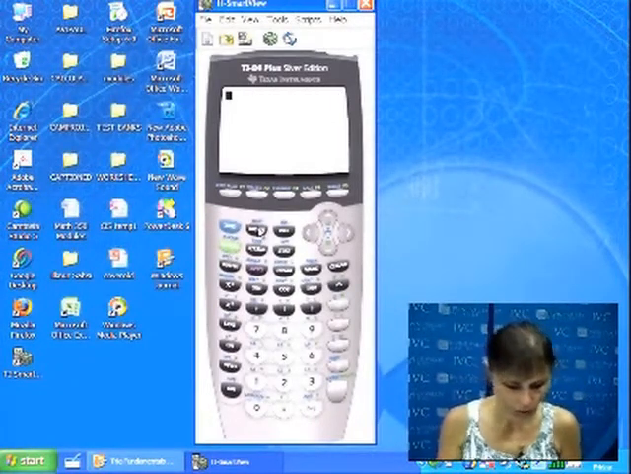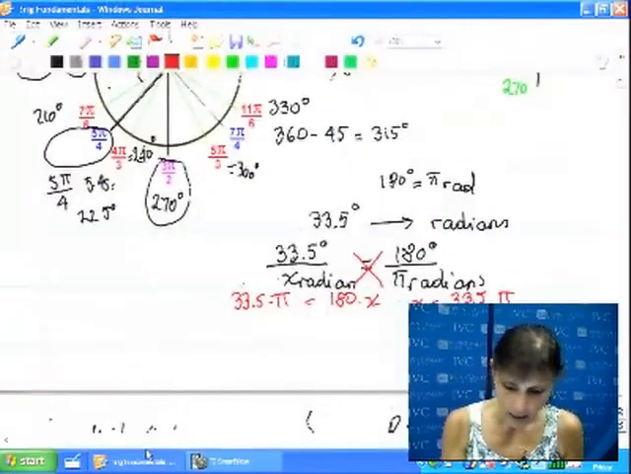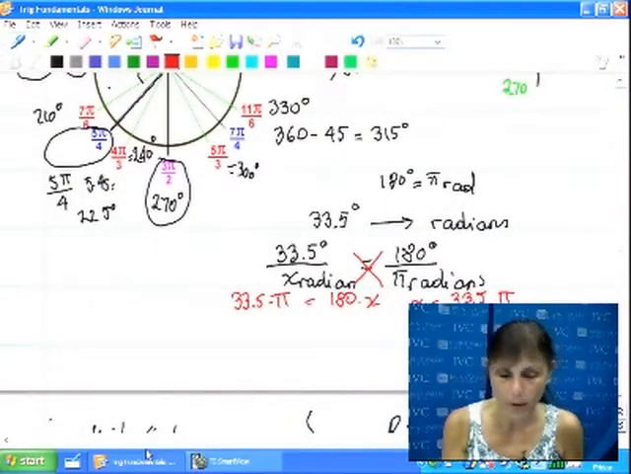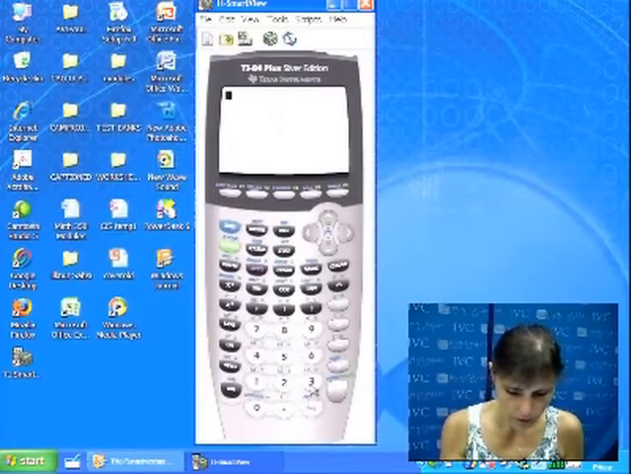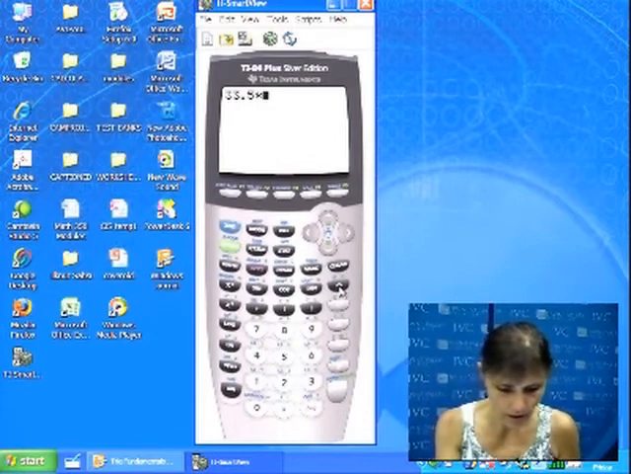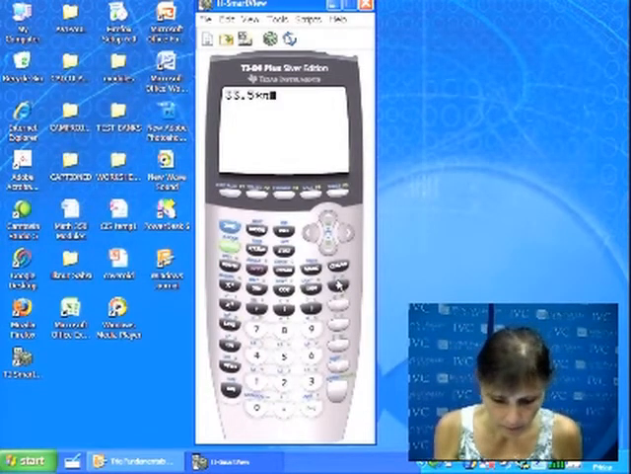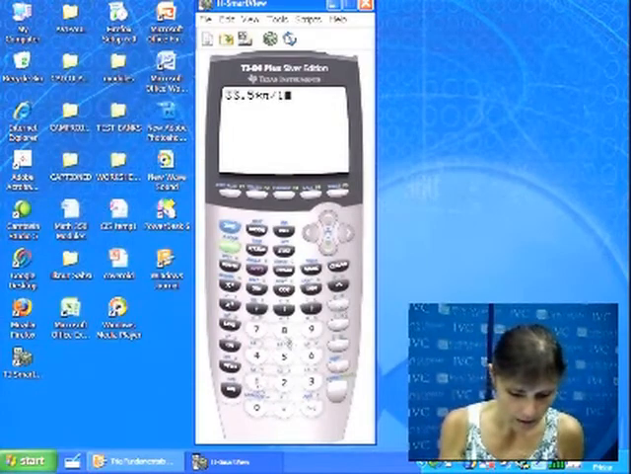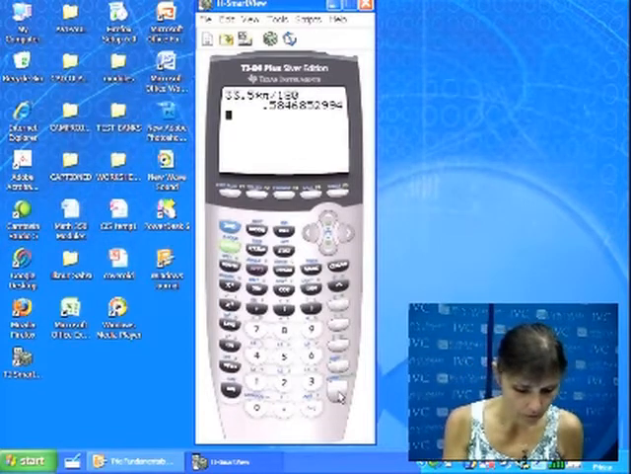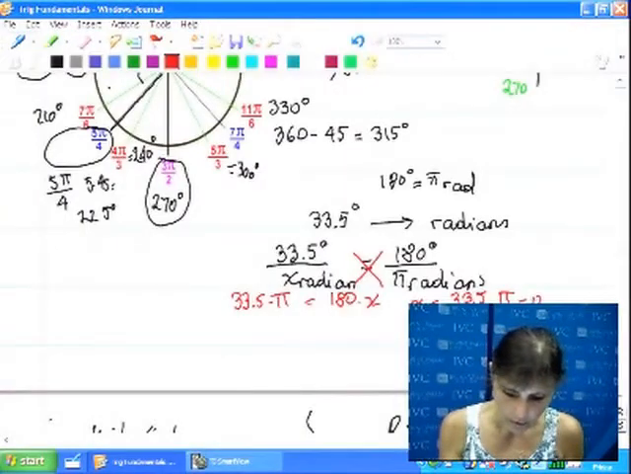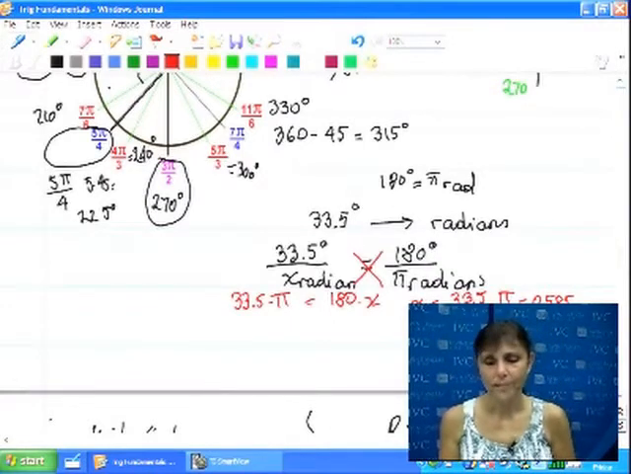All right, so what did I do here? Let me go back. I did 33.5 times pi over 180. 33.5 times pi, and the pi is right here, divided by 180. And you have 0.585. I go back. 0.585 radians. Does this make sense? All right.